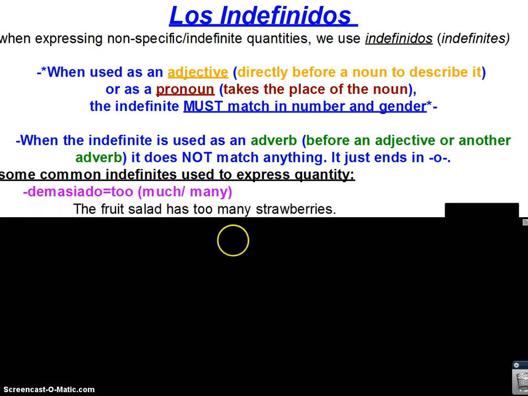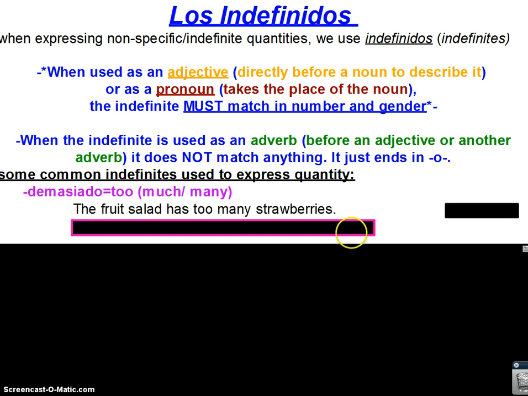For each of these, I'm going to include at least 2 example sentences. I want you to write down the English, and you guys should also indent the way that I have as well. It'll make your notes easier to read, and I'm probably also going to ask you guys to come back and highlight the purple words. But anyway, the fruit salad has too many strawberries.